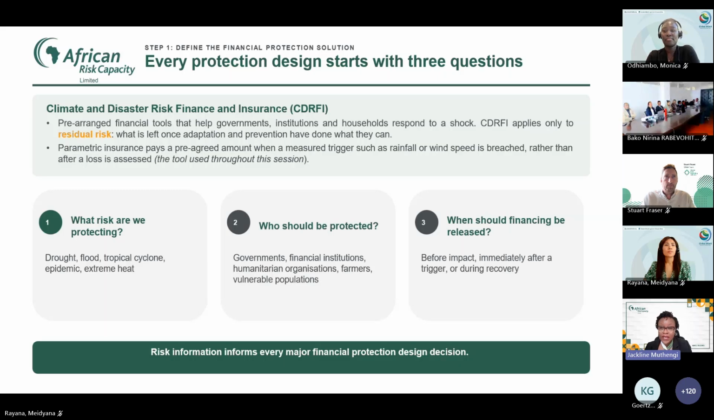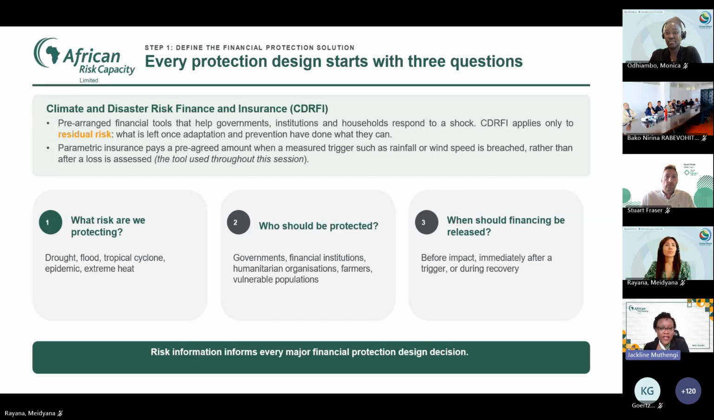So you identify these different types of risk, and the next step is to come up with a risk strategy. There are three things you can do with risk. You can retain it, you can reduce or prevent it, and lastly, you can transfer it to the insurance market or capital market. When we're talking about CDRFI, we're talking about this risk that is transferred, and the risk that is transferred is the residual risk. After you have retained the risk which you can retain, and mitigated the risk you can mitigate, you transfer this residual risk.